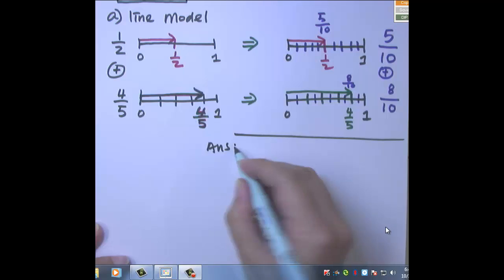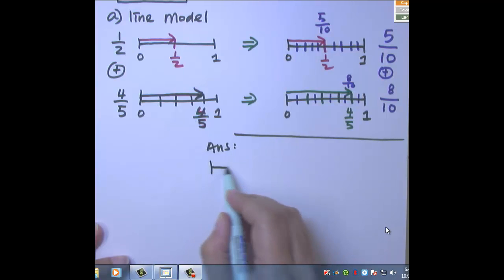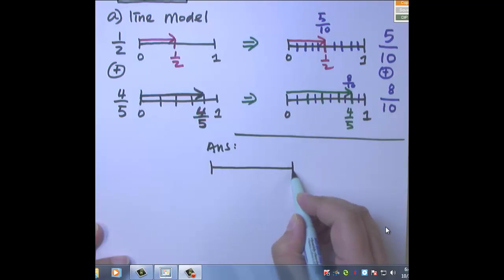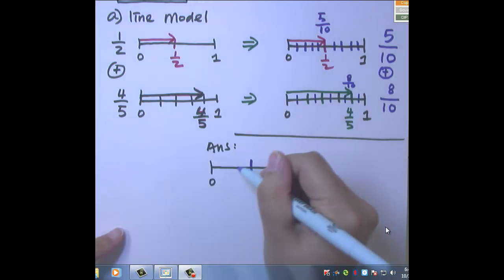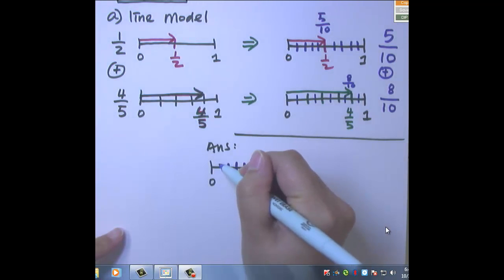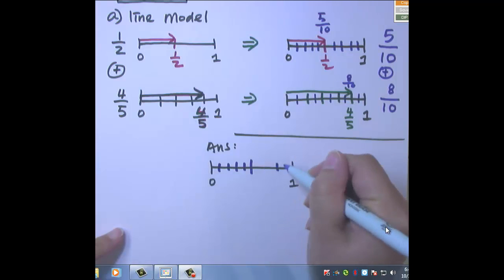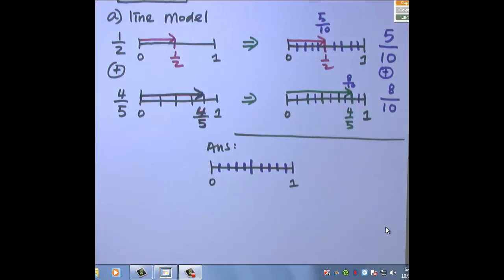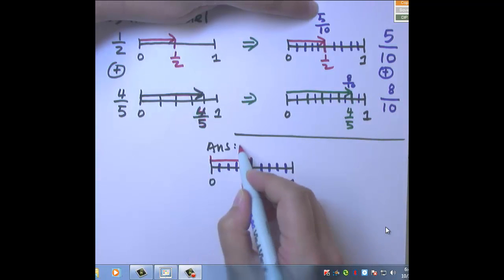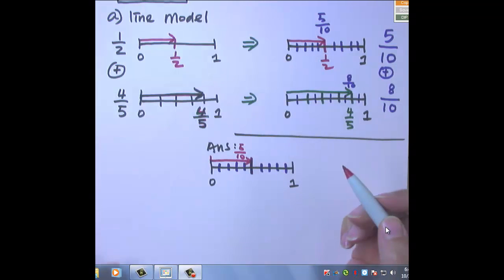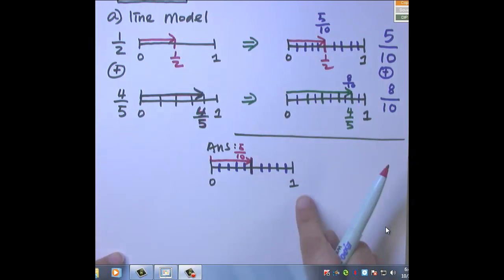So the answer, we can start from 0 to 1 again. We should have about the same distance for 0 to 1. Now our denominator becomes 10, so we should divide that into 10 equal parts. So I'm going to do half first and then 5, right? So that's half here. As we can see, first we need 5/10, right? So we go from 0 to 5/10. And then we need to add 8 more units, which I don't have enough here.